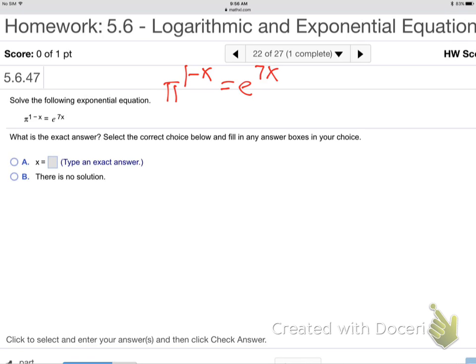So pi and e are just numbers. Don't do anything weird with them. They're just numbers. We don't need to do anything fancy. Feel free to check with those around you, see if you're getting the same answer.